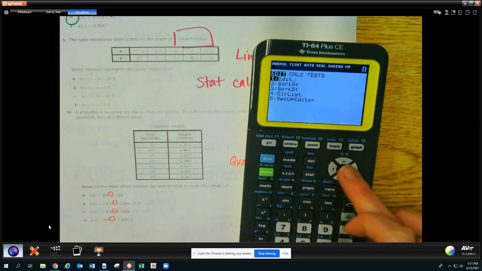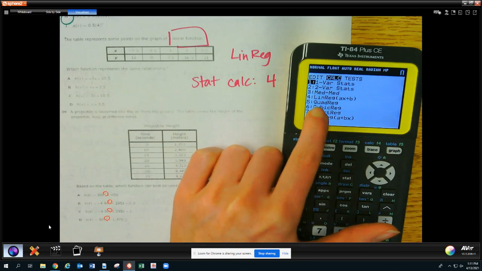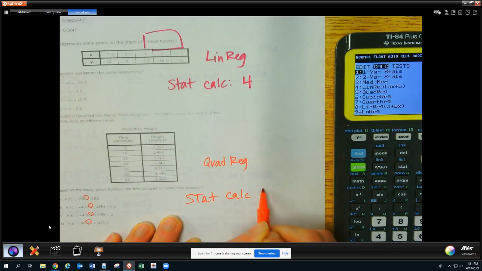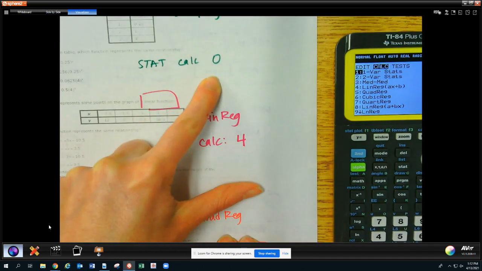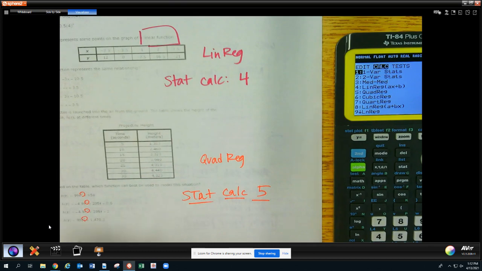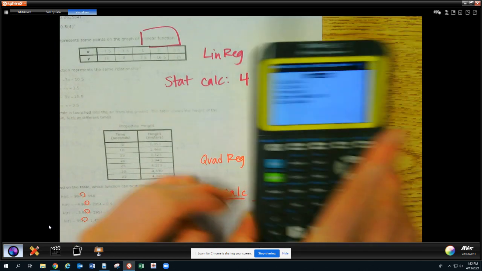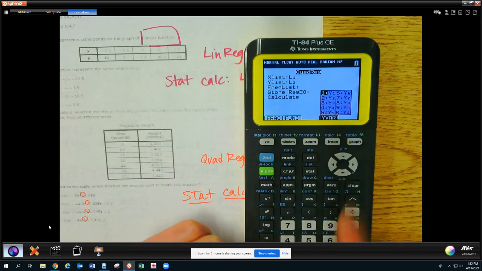Okay, so stat calc, and this would be option 5 for quad reg. I'm going to write that down for you. So stat calc 5. Lin reg is stat calc 4, expreg is stat calc 0. So here we're doing stat calc 5. I'm going to go ahead and store it in Y1. Alpha trace Y1.